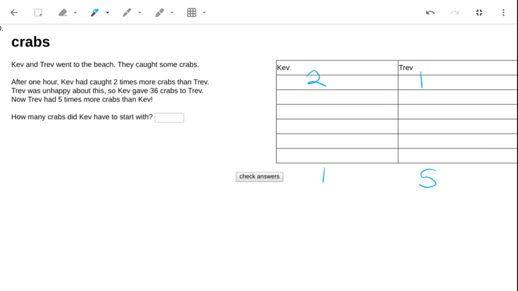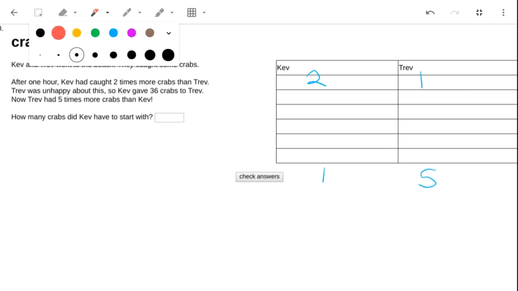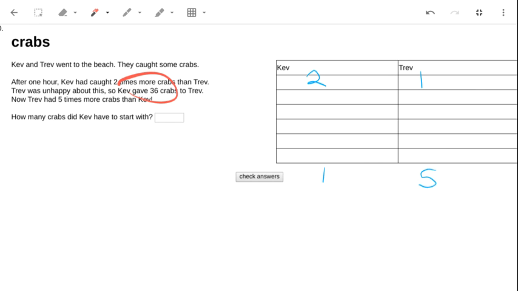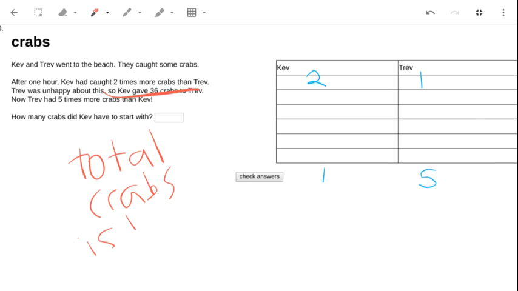It's difficult to know what we're aiming for here, though, because there was a sort of an exchange of 36 crabs. One thing to consider first is that if Kev gave 36 crabs to Trev, the total number of crabs will be the same in both cases. So we should find the sum.